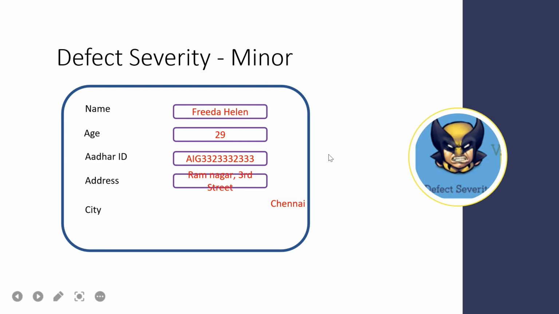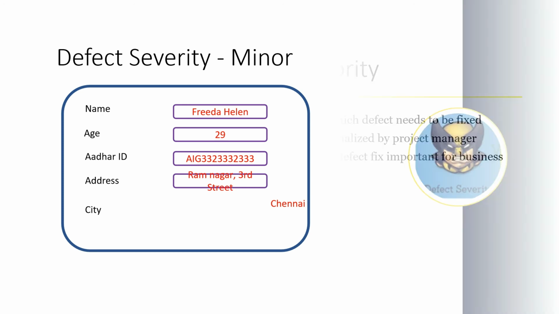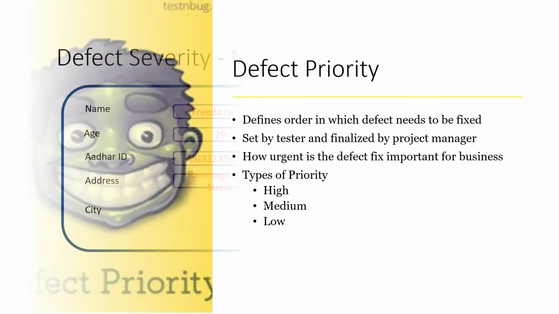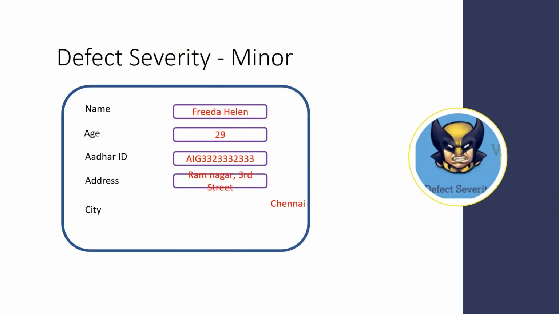So if you see here, we have an address field, but the text is not properly put into the address field. And I have a city field. This city value is not aligned properly with the other thing, and the text box is also missing. So these types of bugs will fall under the minor category of severity. Understood? Before we move on to priority, I want you to be clear on severity. Are you people clear?